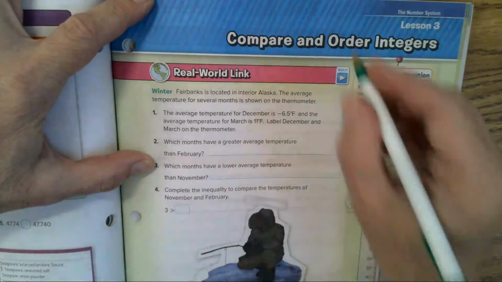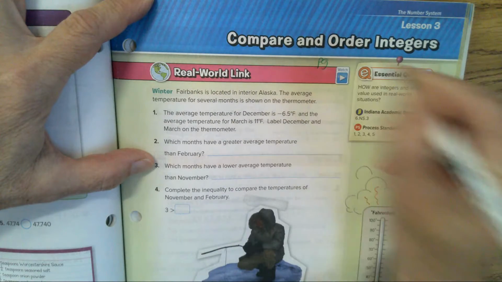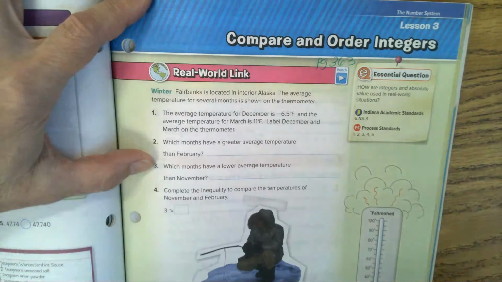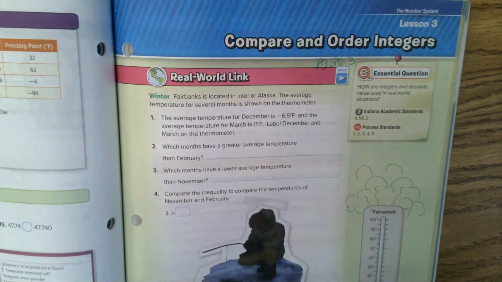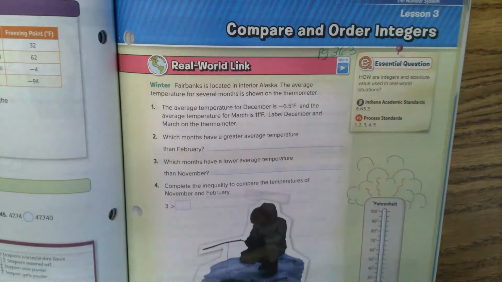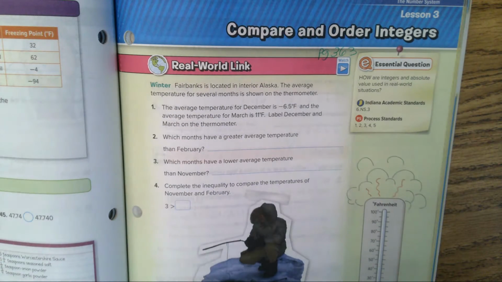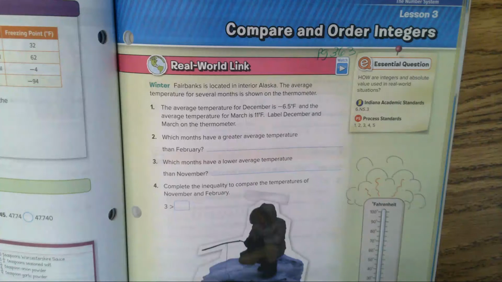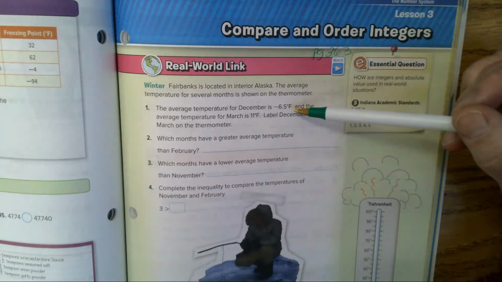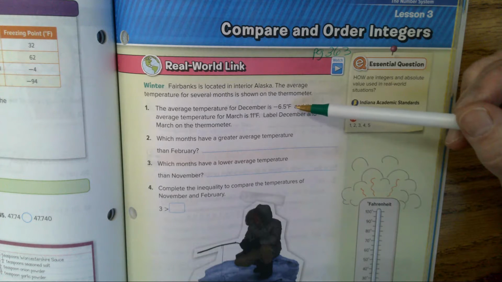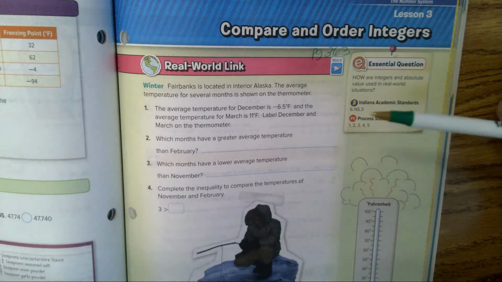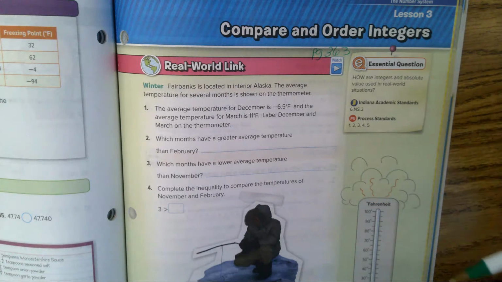Once again, we are on page 363 in your math book. We watched the real world link, and let's answer some questions. It says Fairbanks is located in the interior of Alaska. The average temperature for several months is shown on the thermometer. The average temperature for December is -6 5/10 degrees Fahrenheit, and the average temperature for March is only 11 degrees. Label December and March on the thermometer.